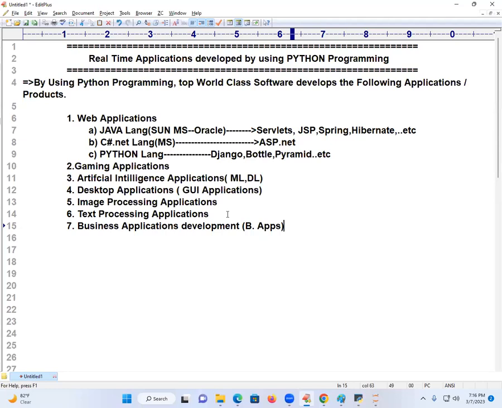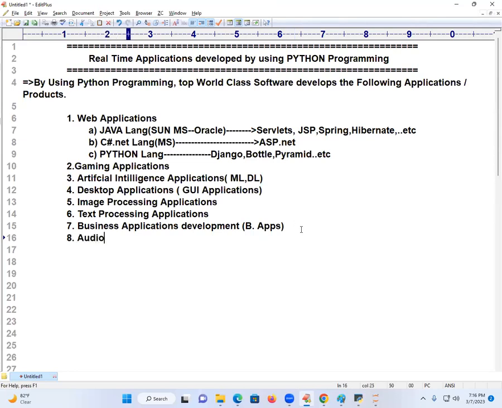People are developing what? Business apps. Apps where we are booking cars and all those things now. That type of business apps can be easily developed by using which language? Python language. Come to next.